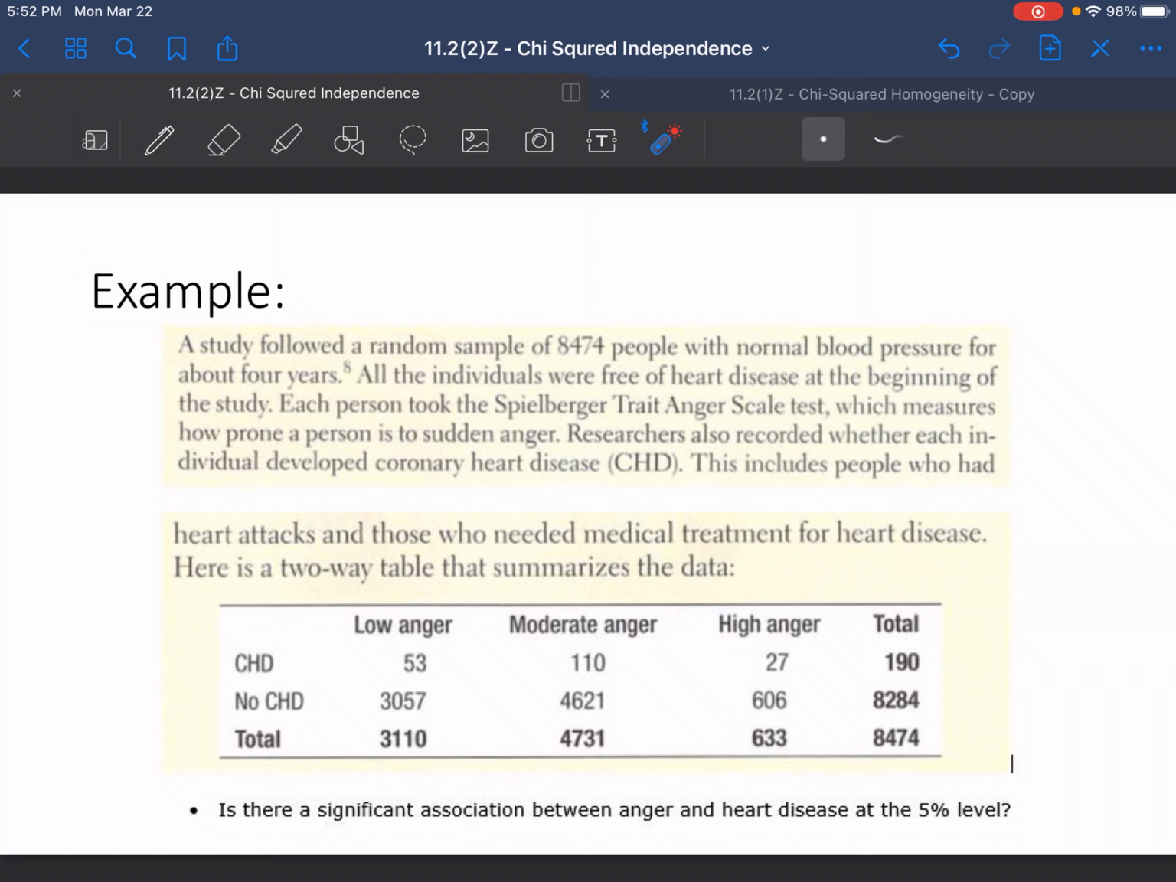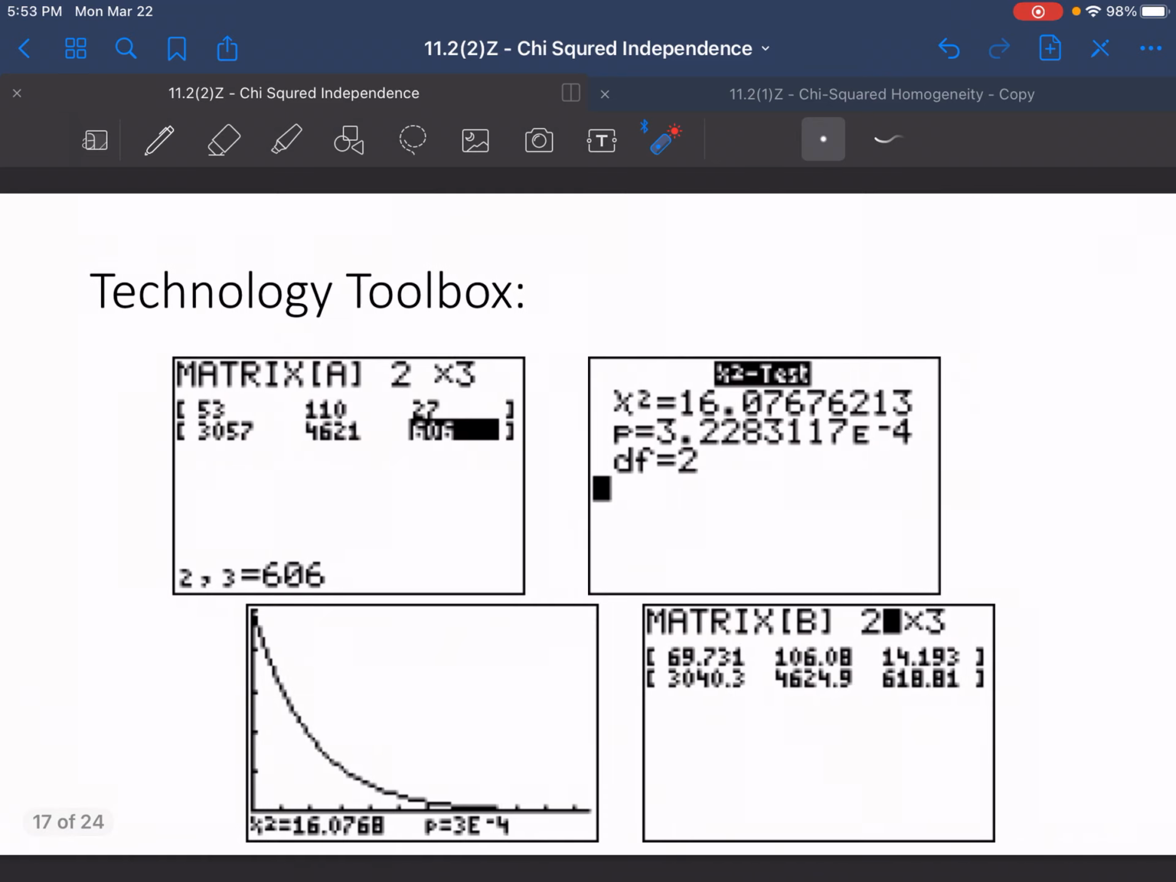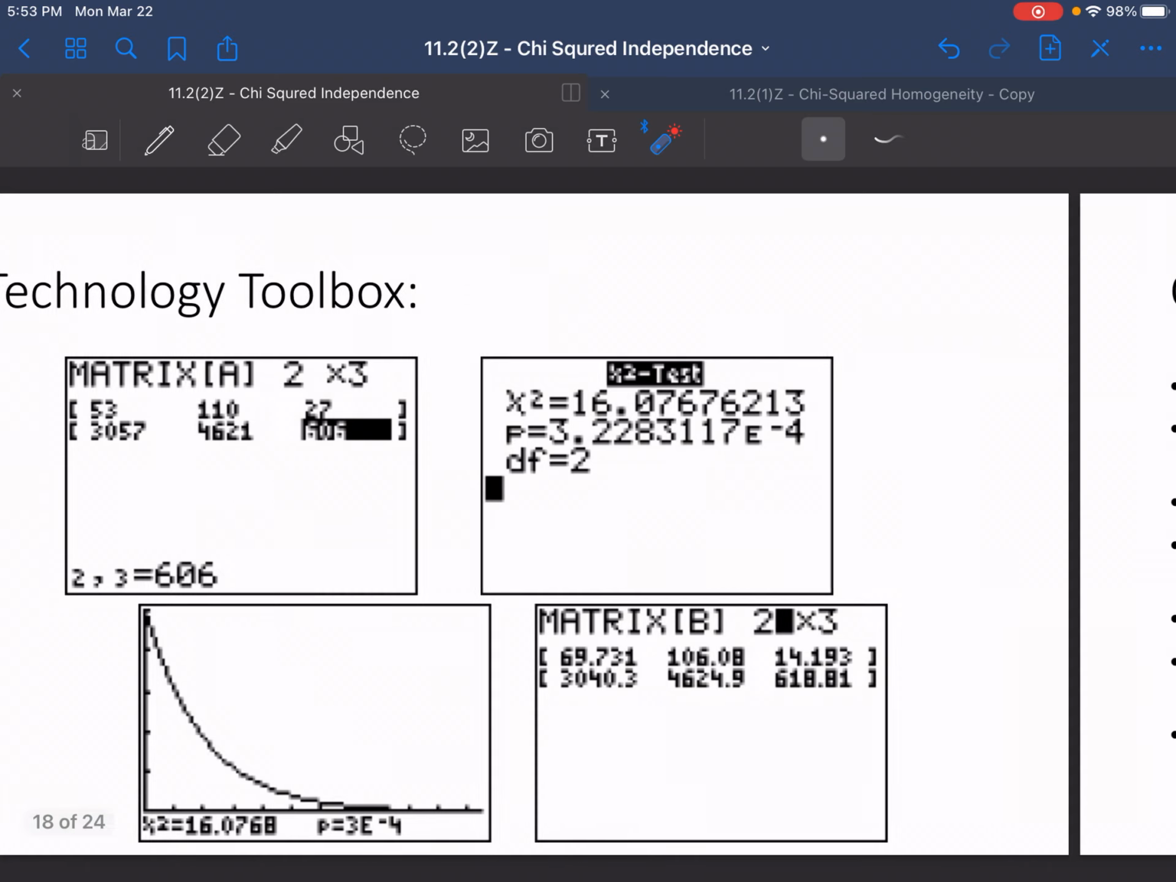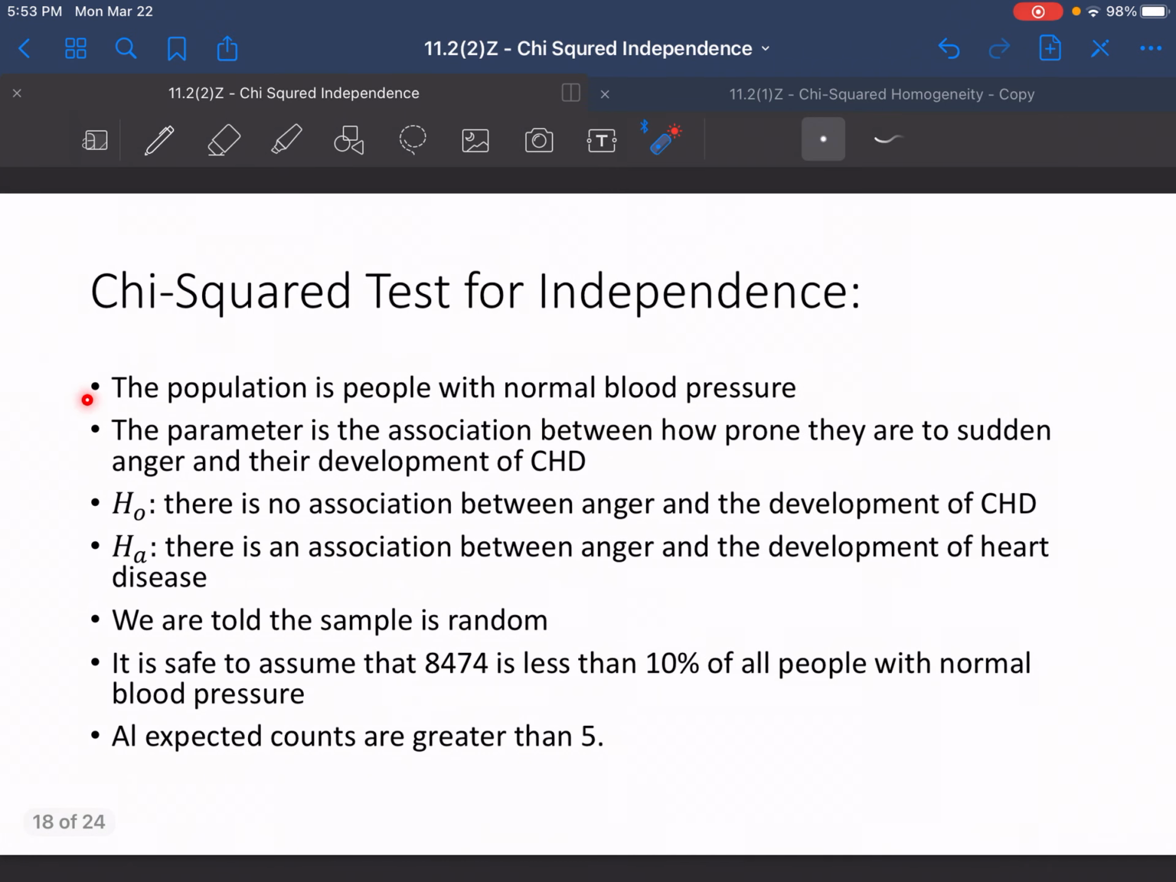When we are looking at the same example, if we were going to run this test, we would be asked, is there a significant association, association being the key word there, which tells you whether or not we're looking at independence. Is there a significant association between anger and heart disease at the 5% level? So when you have a significance level of 5%. Again, if we were to try to find our test statistics right off the bat, actually I'm going to come back to that. Let's go ahead and just work through this in order.